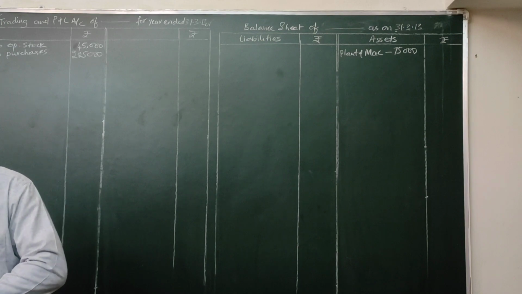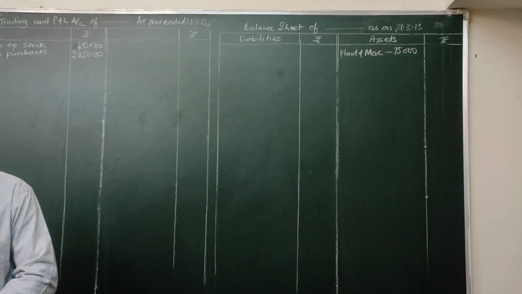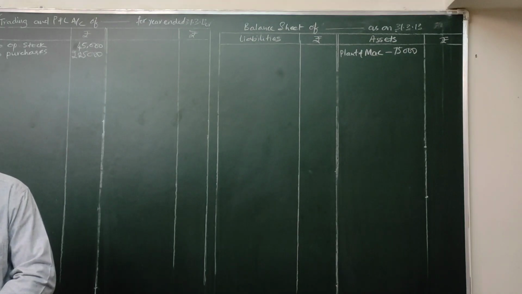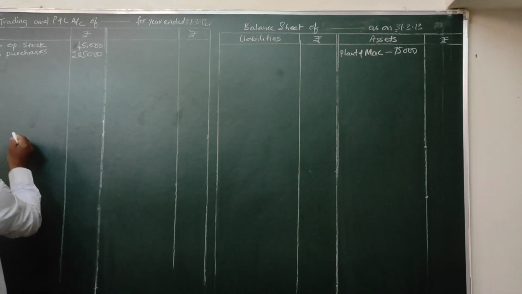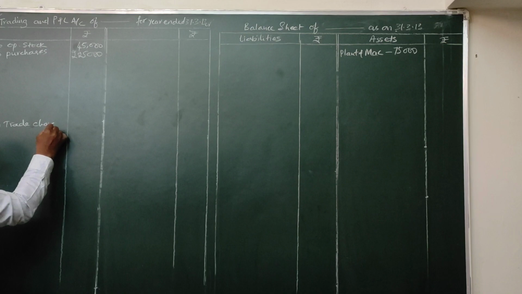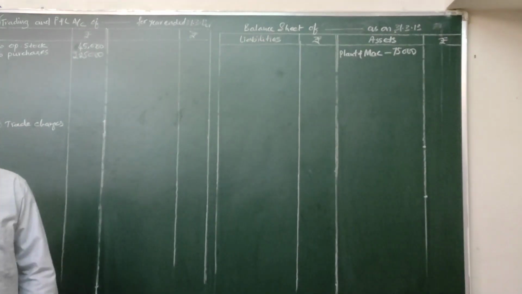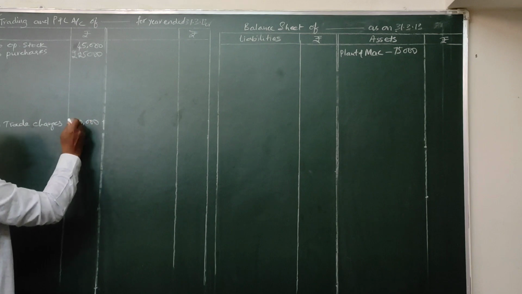Then again we are having trade charges. See, trade charges if he has given, please go through the problem there. Or if we are having any sundry expenses. After trade charges we are not having any sundry expenses. So trade charges you take it in profit and loss account at debit side. Trade charges are how much? 10,000. Take it in the outer column directly, 10,000.